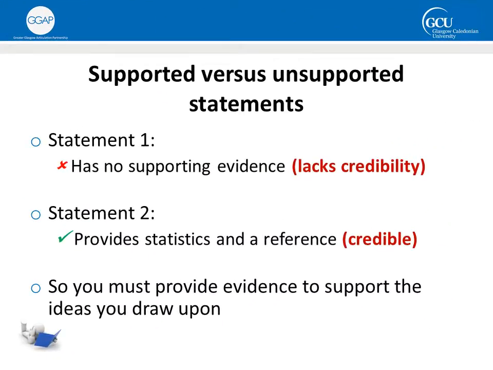The first statement has no supporting evidence. This means that we can't be sure of whether it's true or not, so for all we know, the writer just made the statement up, so we would say that it lacks credibility. The second statement provides supporting evidence in the form of statistics, and the reference at the end shows where the evidence has come from. This makes the statement much more credible.